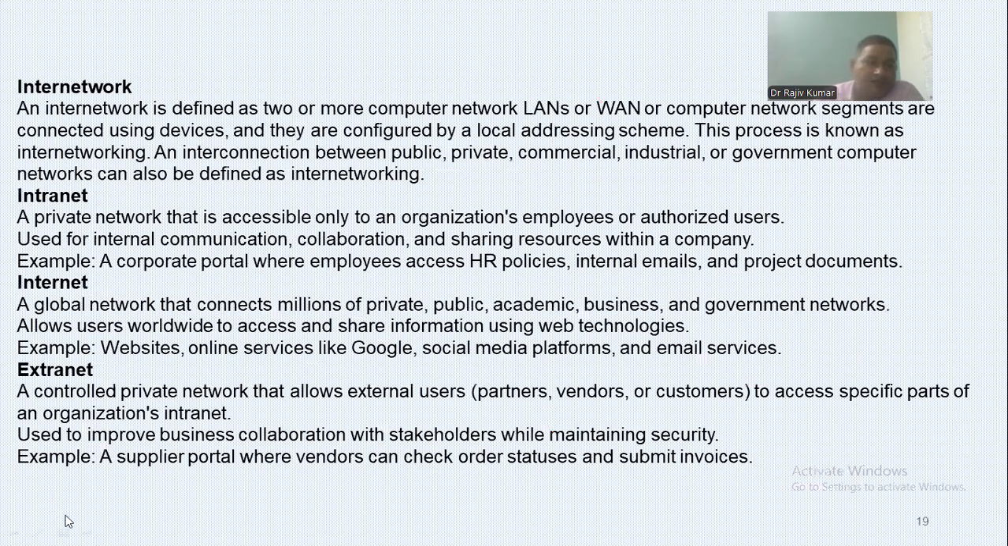Now these are the definitions of all these things I have covered. Internetwork is defined as two or more computer network LAN or WAN segments connected using devices, and they are configured by a local addressing scheme. This process is known as internetworking. An internet connection between public, private, commercial, industrial, or government computer networks can also be defined as internetworking.